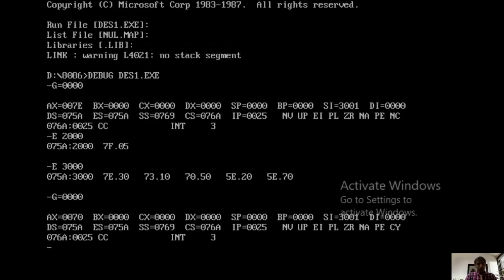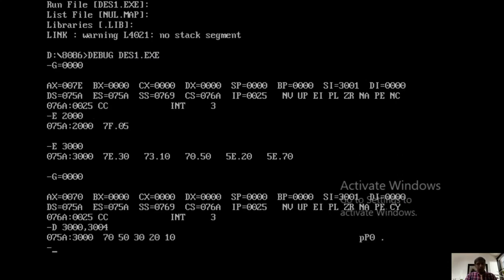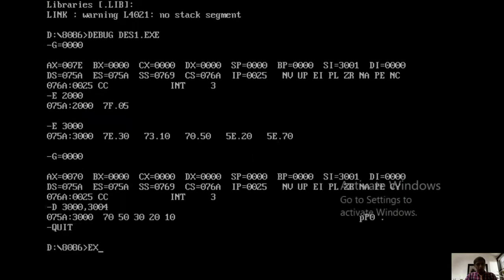Where I need to see the results: starting from 3000. What is the command for seeing results? D space 3000 comma 3004, the same locations. Now the results are in descending order. Let us see: 70, 50, 30, 20, 10. Like that we are arranging a set of numbers, or an array of numbers, into descending order easily. In order to exit, type Q to quit, then exit.